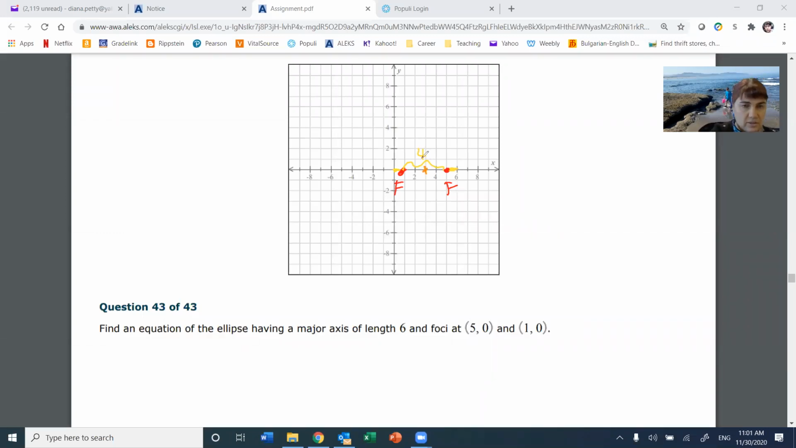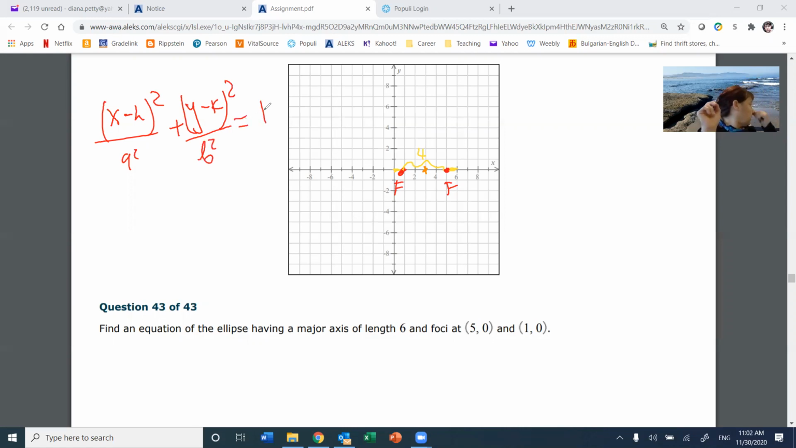So the equation. Let's just write the general form. Ellipse would be x squared plus y squared, but this one is not centered at the origin, so we need to have x minus h. I'll write the general formula: x minus h squared over a squared plus y minus k squared over b squared would equal 1. So this is the equation of the ellipse, okay?